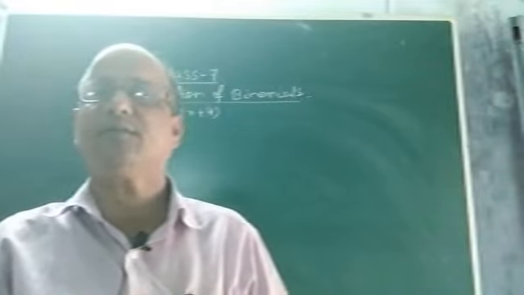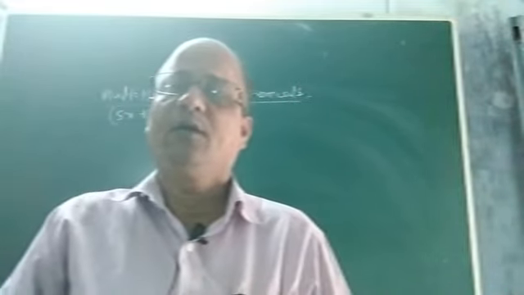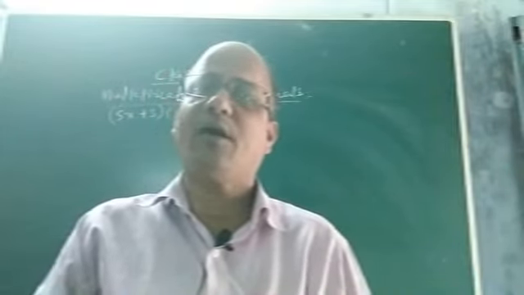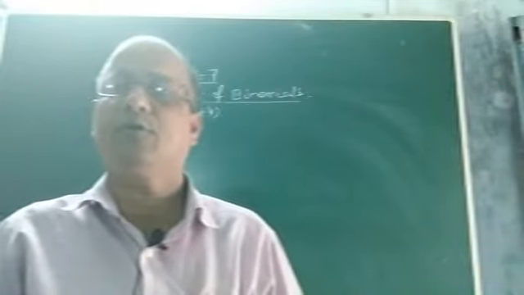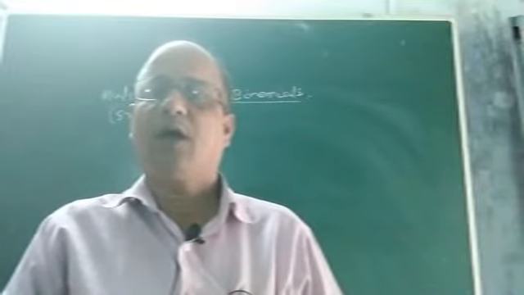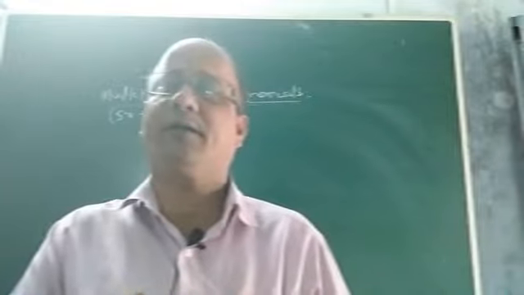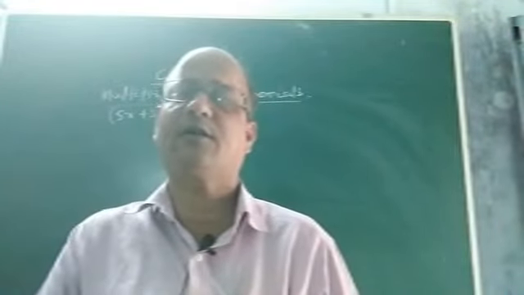Children, in the previous lesson we were discussing how to multiply a monomial by a binomial. Means how a binomial is to be multiplied by a monomial. So, how to find the product of a monomial and a binomial and how to verify the product. It was discussed in the last class.